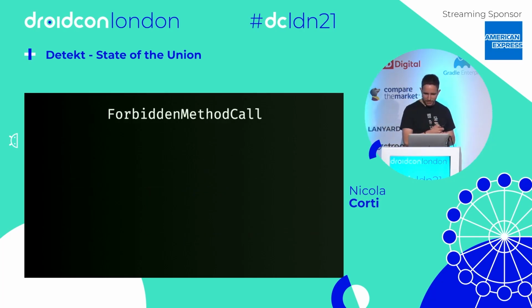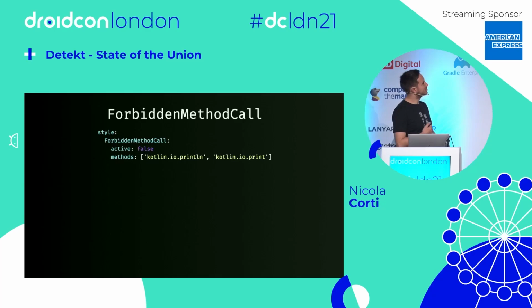Another rule that I want to present is the forbidden method call. It's a rule that is checking if you have a forbidden method. In this case, this rule is not active. If you search through the config file, you will see that this is active false. The reason why this rule is not active is because it's a rule that Detekt gives you, and it's up to you to configure it as you wish, and it might fit your use case or not.